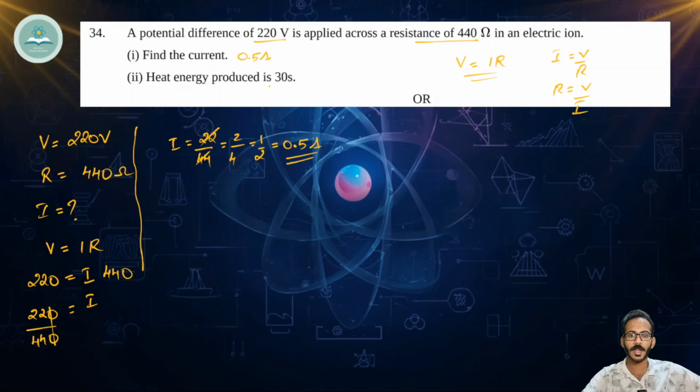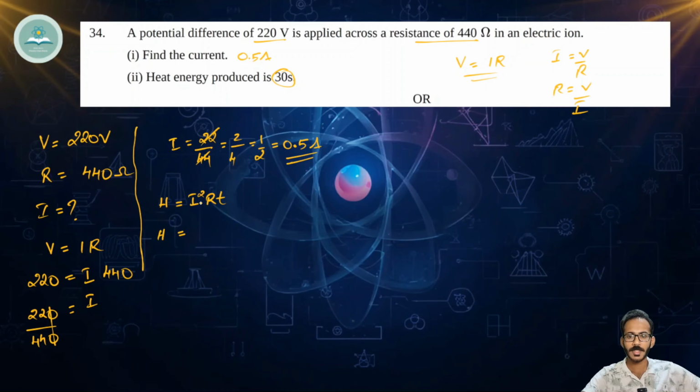So the current is 0.5 ampere. Now we have to find out the heat energy produced in 30 seconds. We know the equation for heat, H is equal to I square RT. So we can use any equations as we wish. Here I is available, R is available, and the time is also given, that is 30 seconds. It's in SI unit, so we'll use this equation directly.